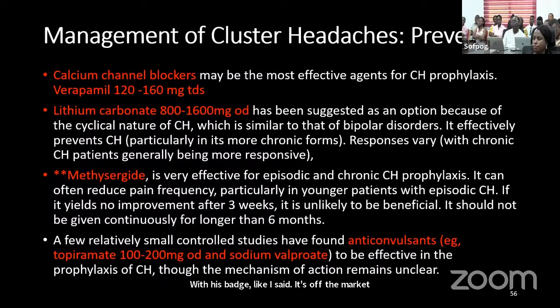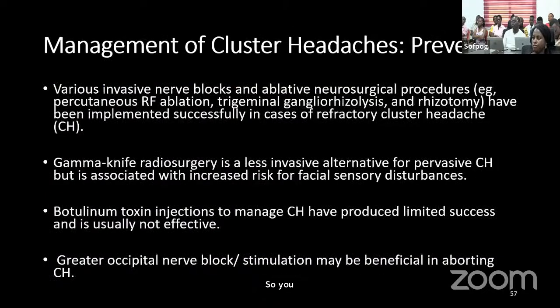Anticonvulsants like topiramate and sodium valproate can also be effectively used. There are other interventions like Botox and greater occipital nerve blocks. Some gamma knife radiosurgery can also be used for prevention of chronic cluster headaches. Sometimes stimulation of the sphenopalatine ganglion or the greater occipital nerve have also been tried in practice.